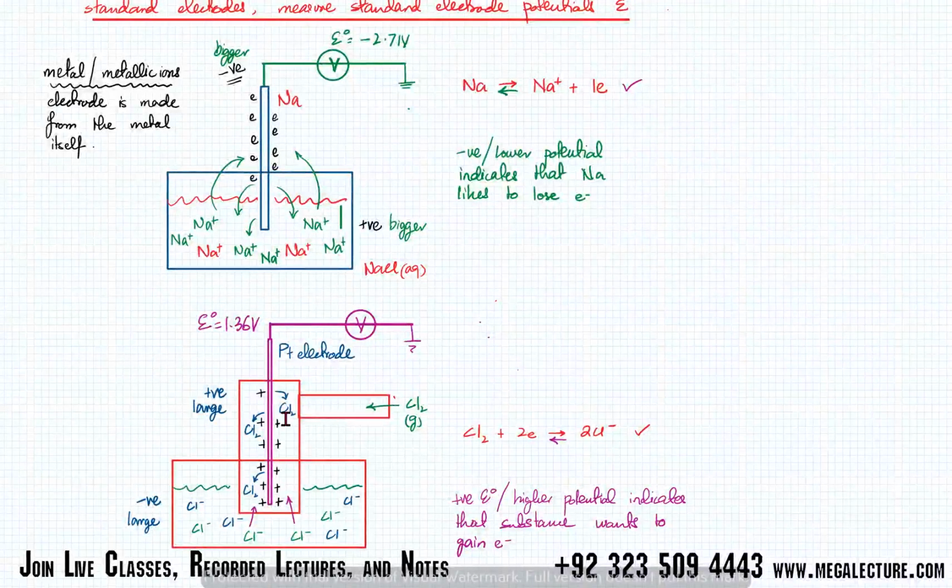If you got a substance that likes to gain electrons, then the electrode would become positively charged, or you're going to get a higher potential. Is this clear? Yes.